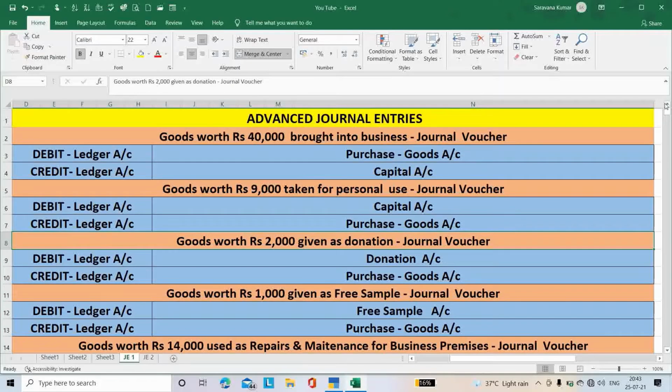First transaction is goods worth rupees 40,000 brought into business. Here the journal entry is debit purchase goods account, credit is capital account.